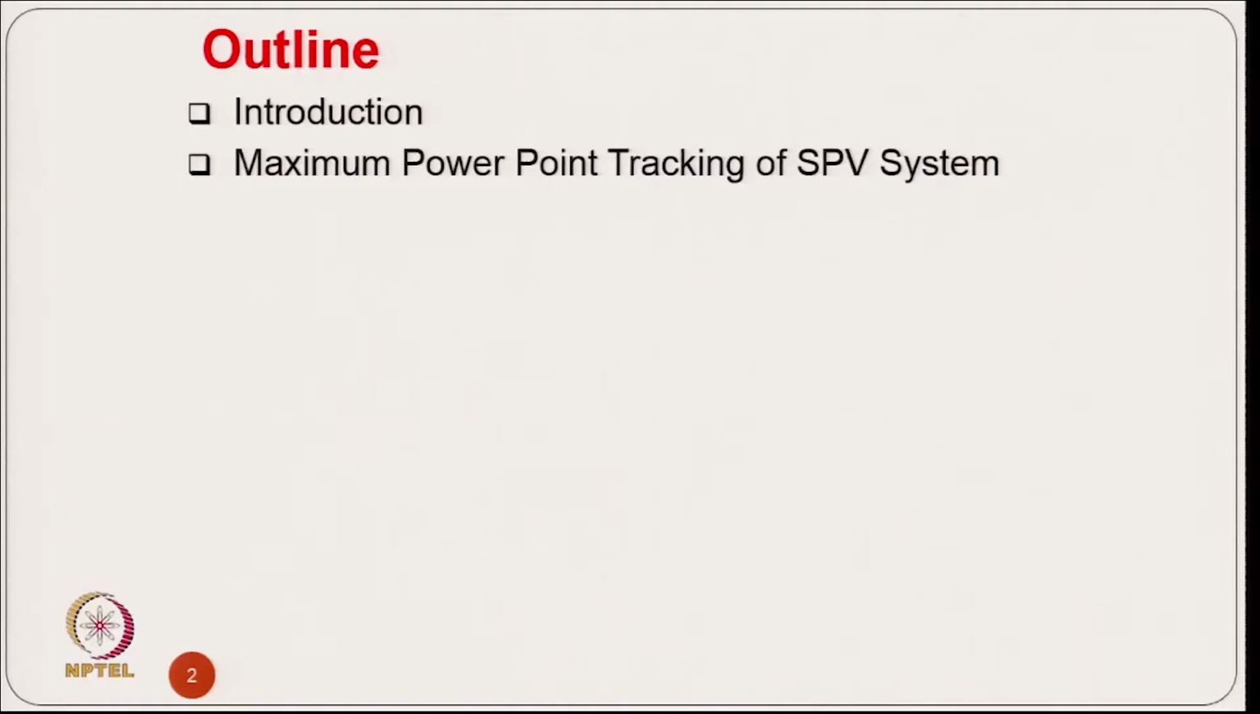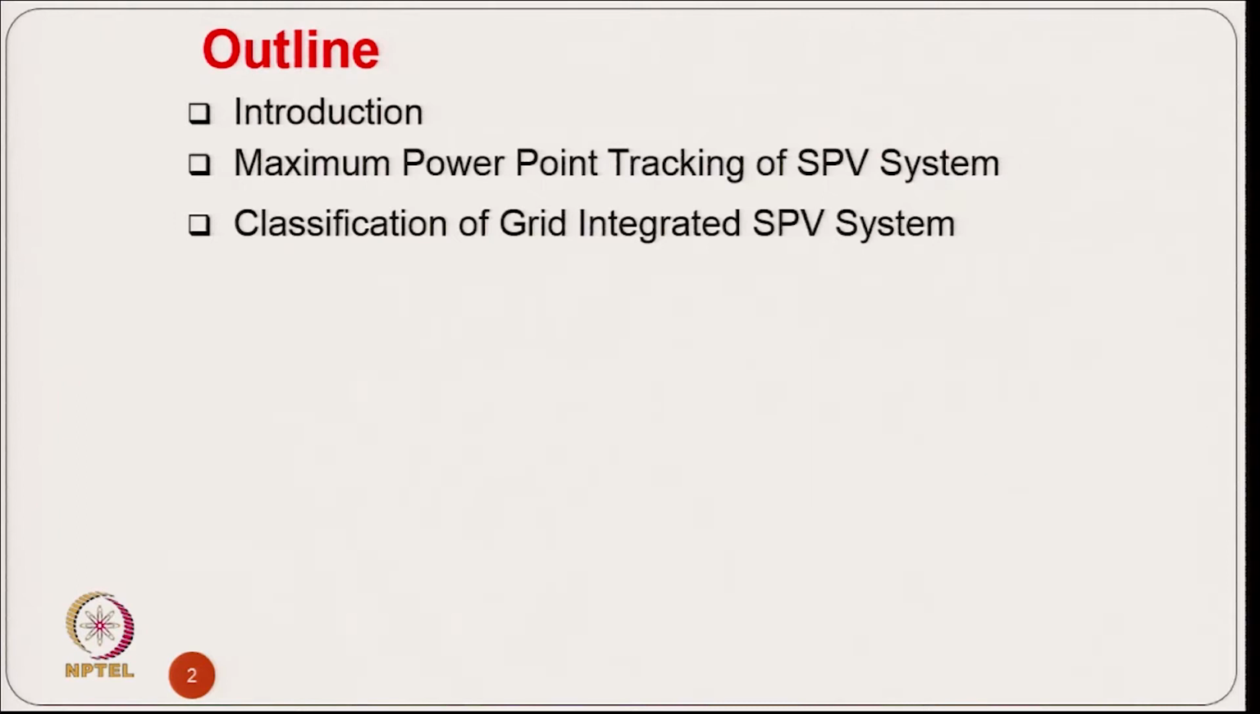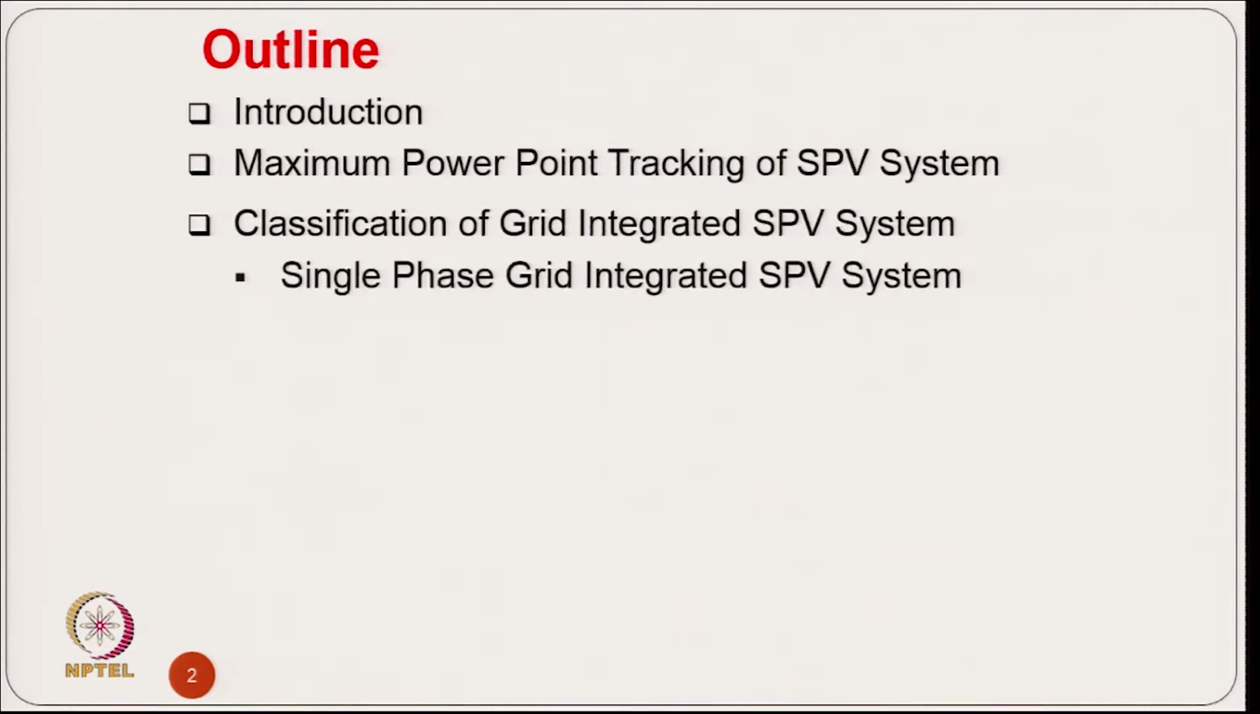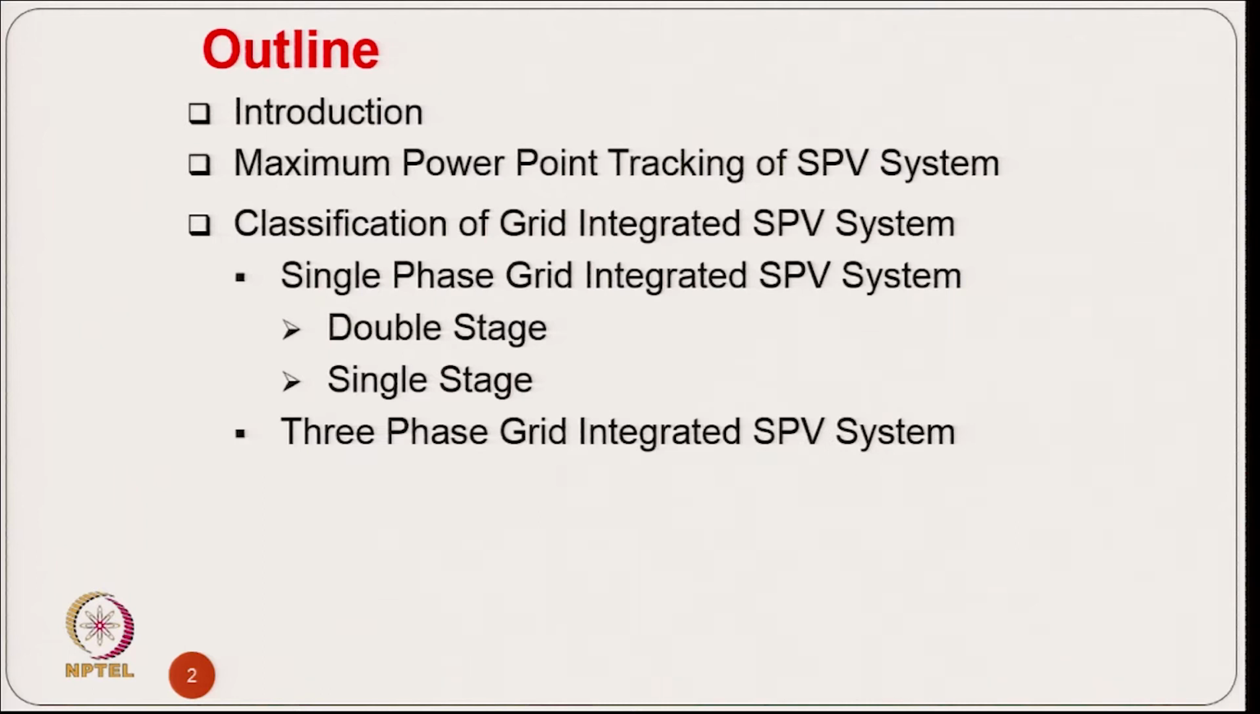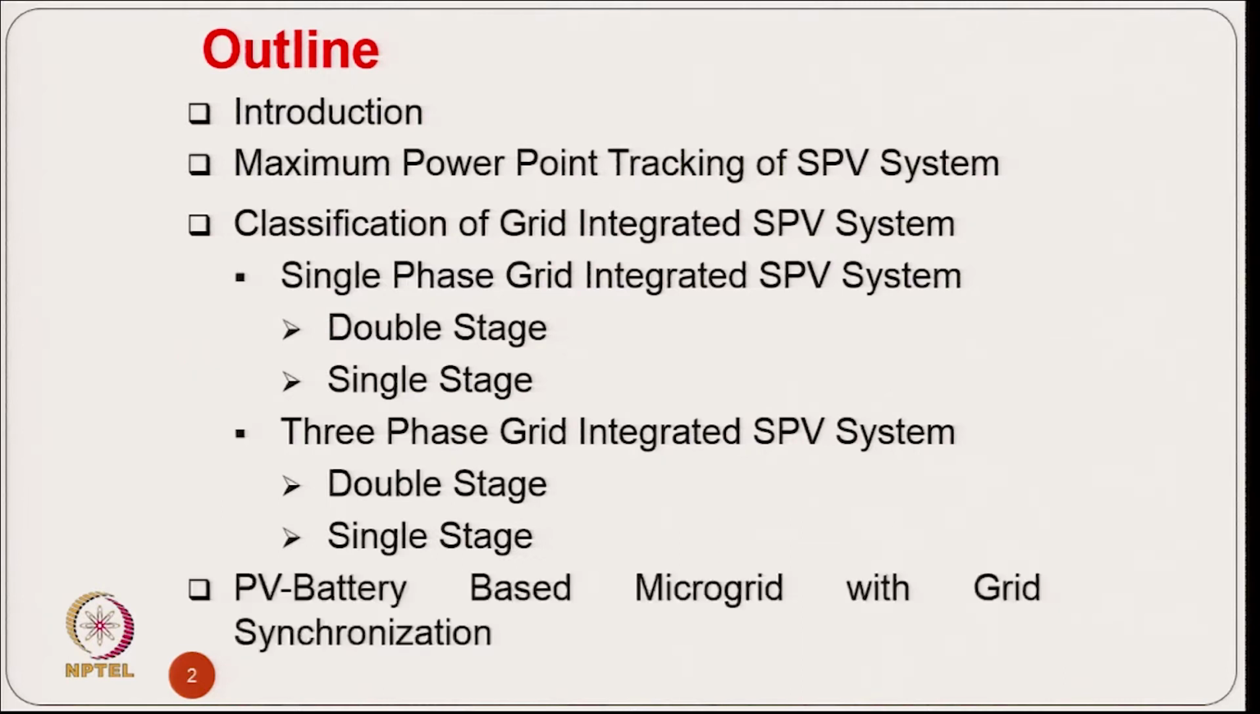the maximum power tracking algorithm of the solar PV system, then the classification of grid integrated solar PV systems. With this classification, we will talk about the single phase grid integrated solar photovoltaic system. I will talk about the double stage grid integrated solar PV system, then of course the single stage, and we will go to the 3-phase grid integrated system. There we will again talk about double stage and single stage systems, and then of course, we will like to introduce the PV battery based microgrid with grid synchronization, where we have solar as well as battery.